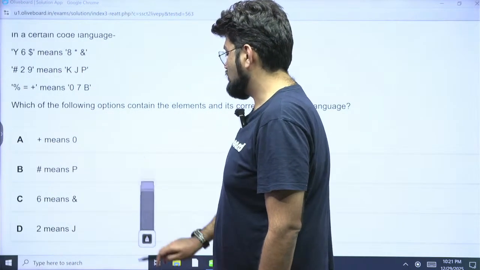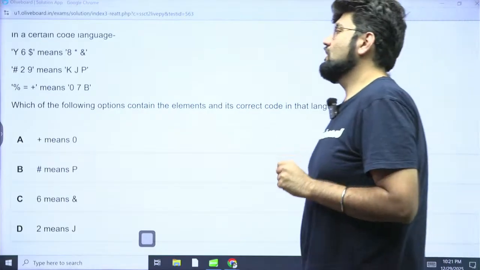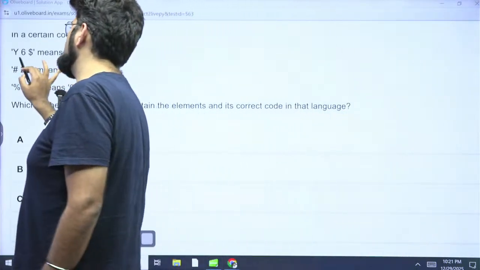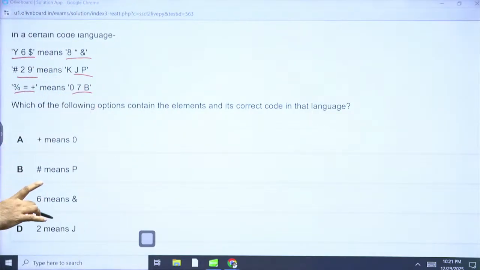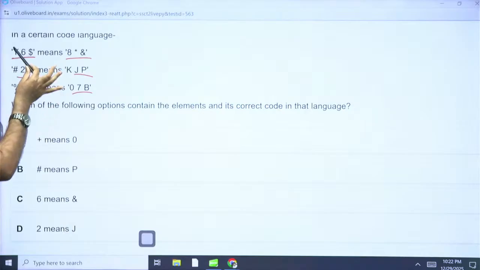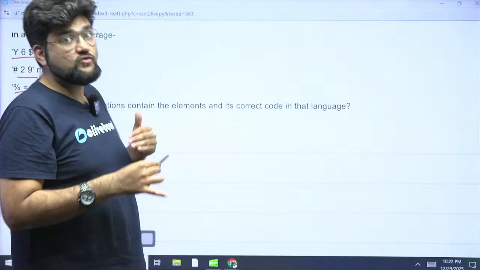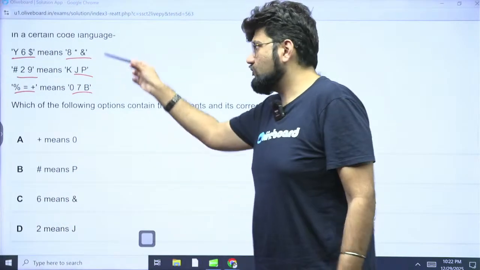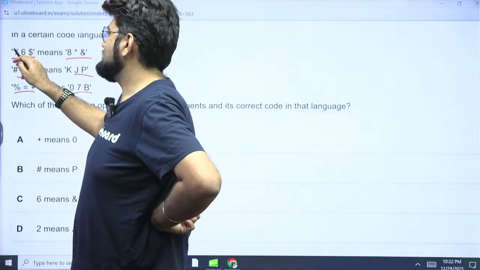Now, as tricky as this question might seem instantly, you can actually gauge it and get the answer right away. The question is giving us that in a certain code language, this means this, and this means this. Which of the following options contain the elements and its correct code in that language? The first thing which you're going to think is that this is some sort of a Chinese coding, right? So you will hunt for something which is common, but nothing is common. The next thing which you're going to think of is that there is some sort of a coding arrangement which is happening. Again, if you observe, you will realize that that is also not the case. Then finally you will think that this is simply substitution coding.